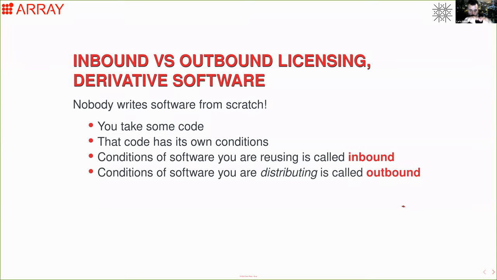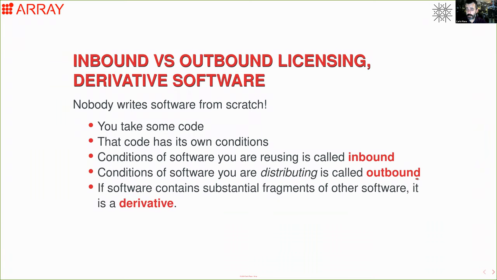The condition of the artifact that you make and distribute is called outbound. And why is this a concern? Because making this software, which is a combination or reuse of pieces of software like libraries or fragments or snippets, is called a derivative. A derivative is an original work whose copyright belongs to the last one in the chain of making the software. But in order to be able to use, distribute and copy this software, you have to clear the conditions, because this is, as I said, a derivative.